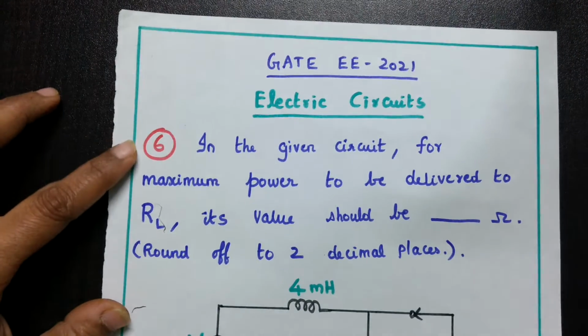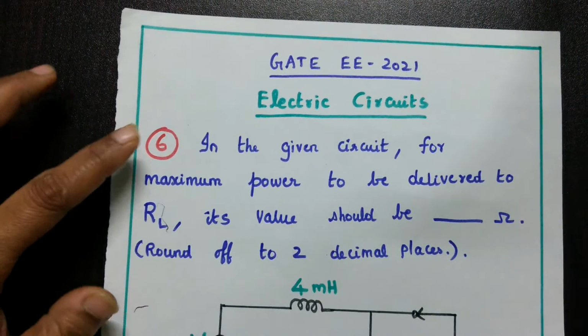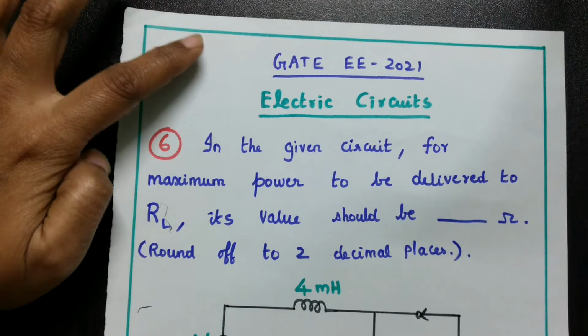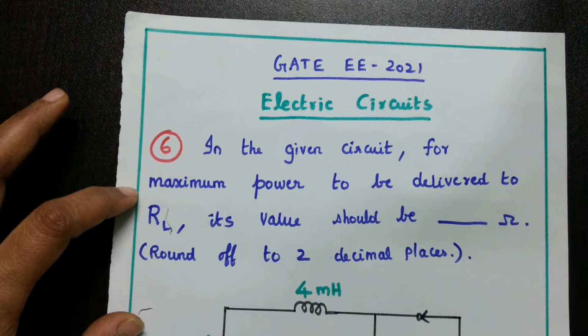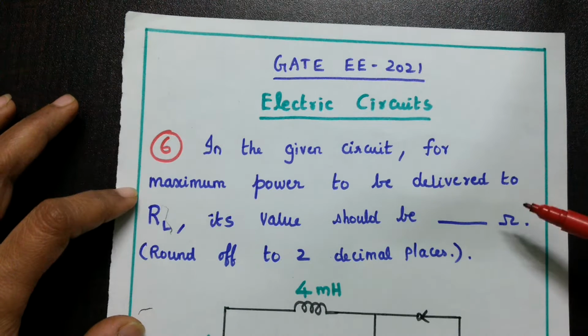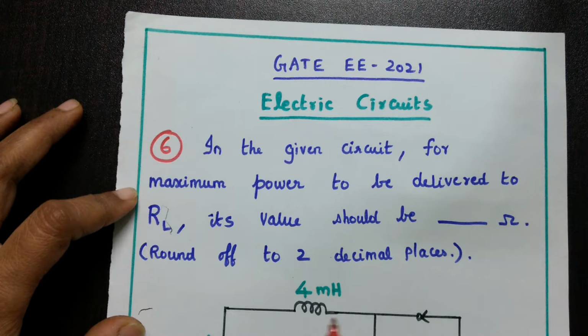In this video, we solve the sixth question from the subject Electric Circuits in the GATE EEE 2021 question paper. The question is: in the given circuit, for maximum power to be delivered to RL, its value should be dash ohms. Round off to 2 decimal places.